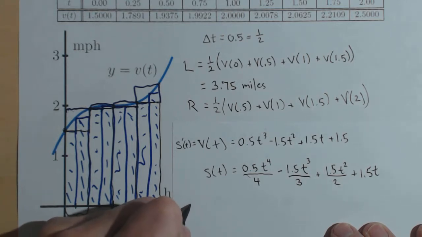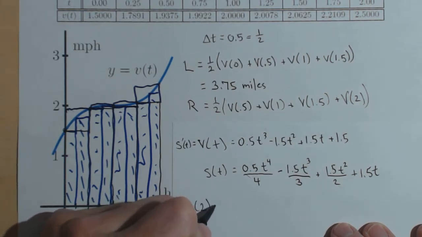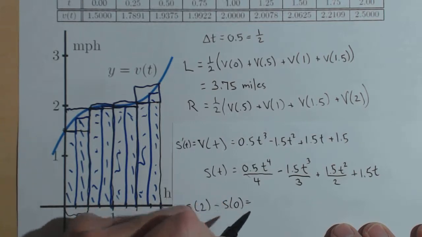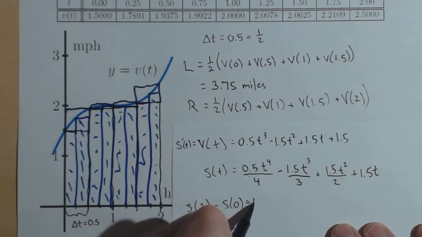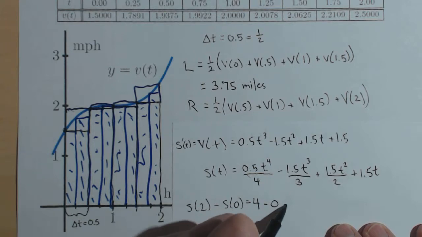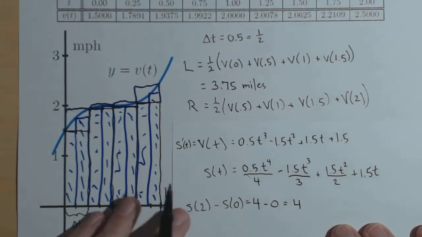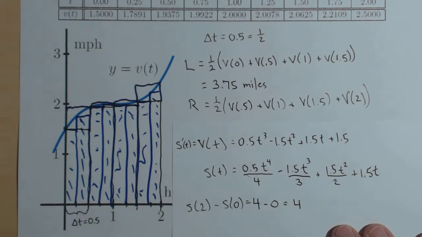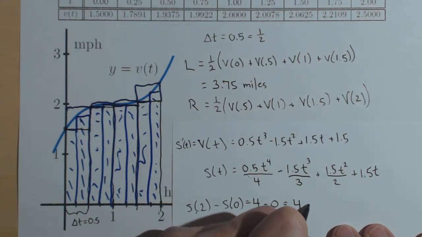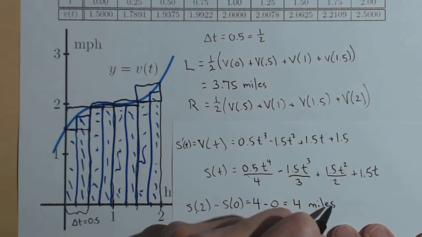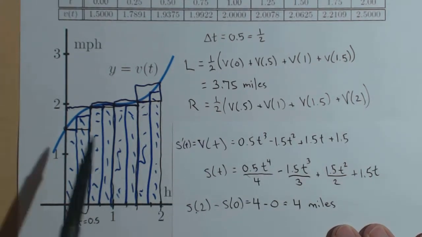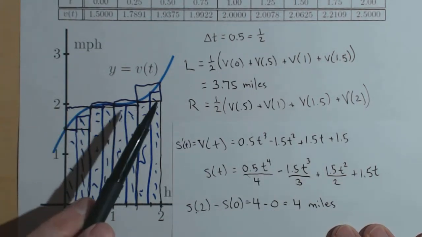So now we're asked to actually calculate s of 2 minus s of 0. If you do this, s of 2 comes out to be 4, s of 0 comes out to be 0, which equals 4. Now let's think about the relevance here. This is going to give us our position at 0 hours. This will give us our position at 2 hours. So the difference between them will give us our change in position, or in this case, our distance traveled. So our person has traveled 4 miles because our velocity function is always positive and increasing.